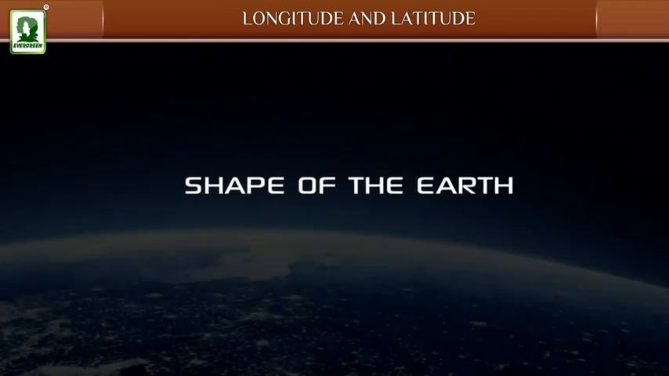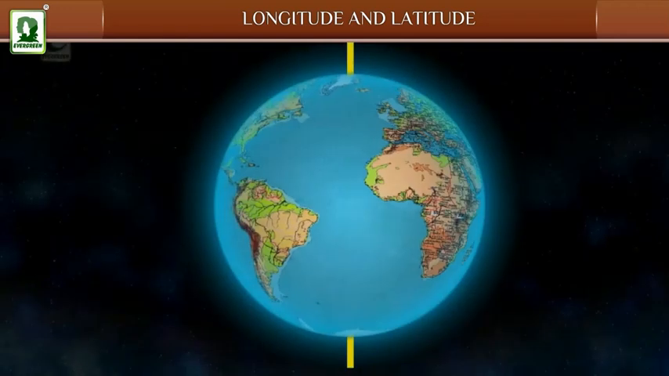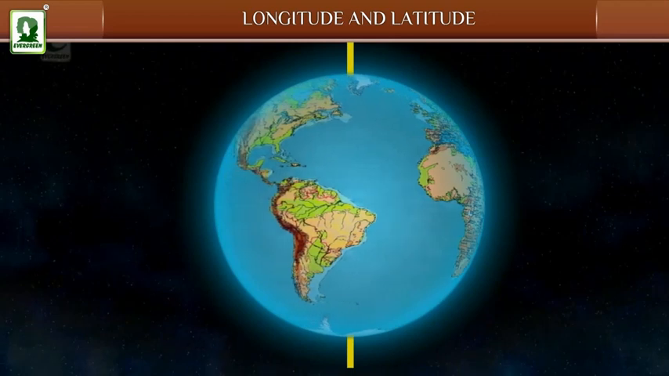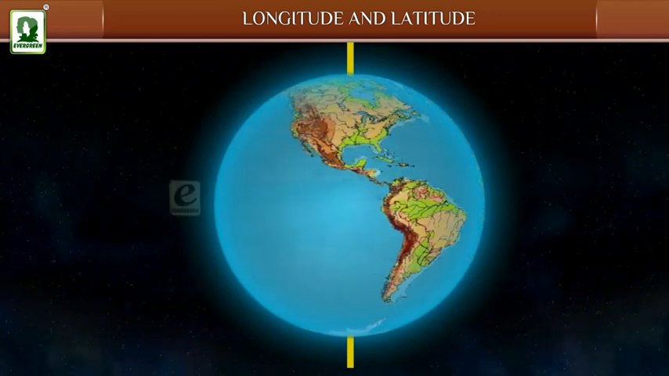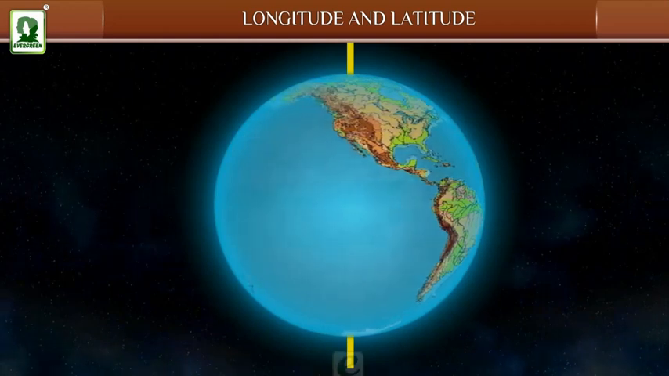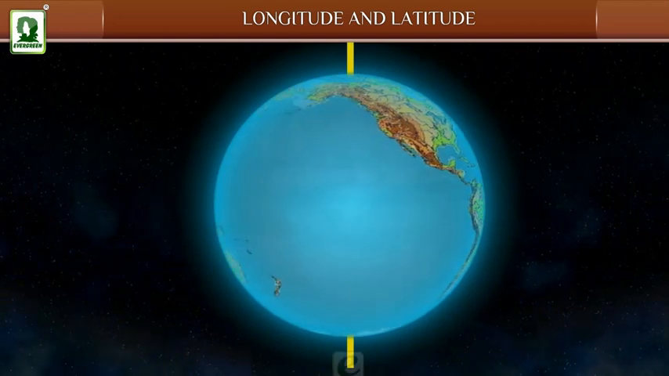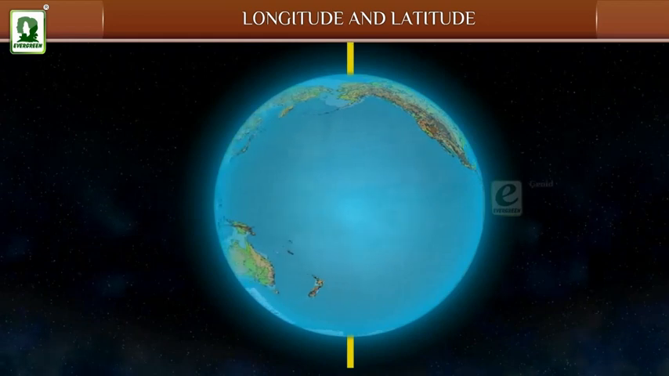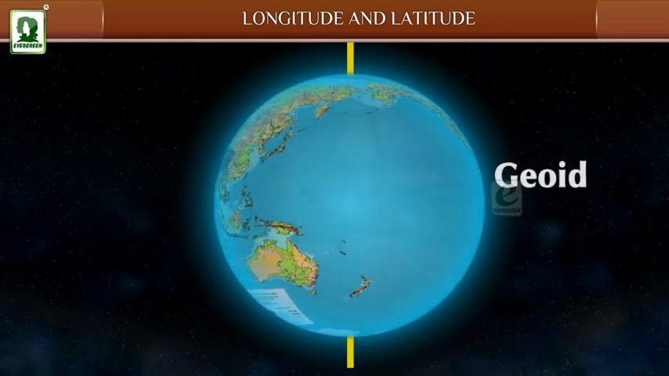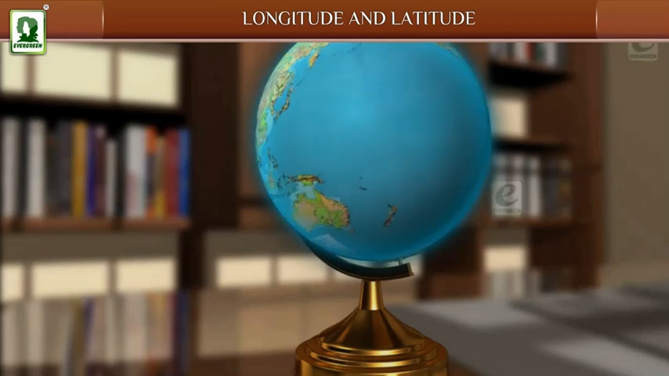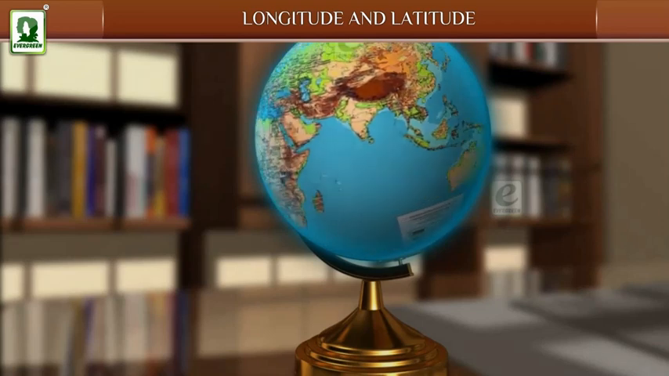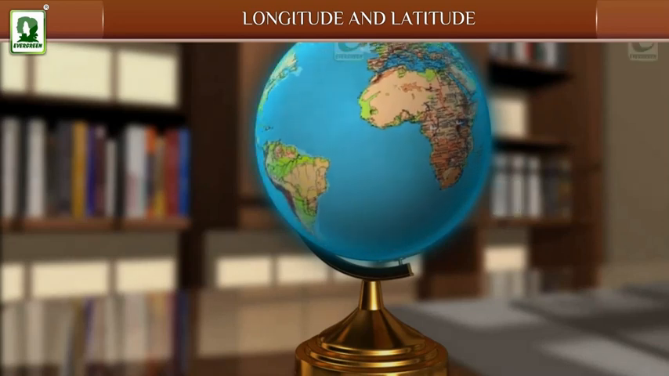Shape of the Earth. Our Earth is spherical in shape, though it is not a perfect sphere. The radius at the equator is larger than at the poles. This shape of the Earth is called geoid. The spherical shape of the Earth is best represented by a globe, which is a three-dimensional model of the Earth.